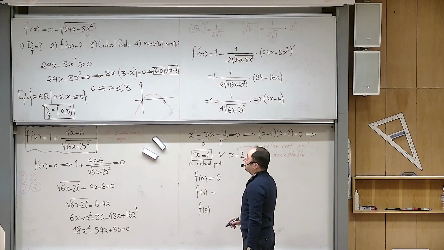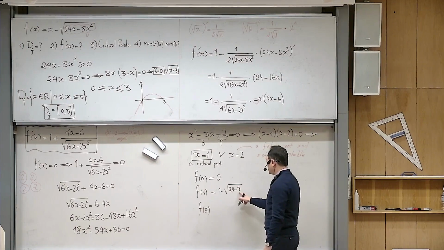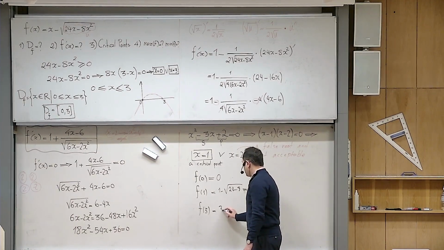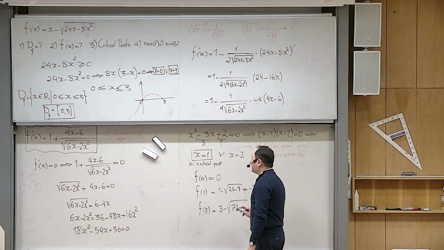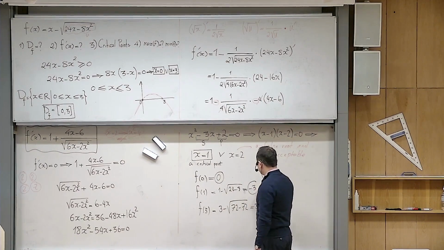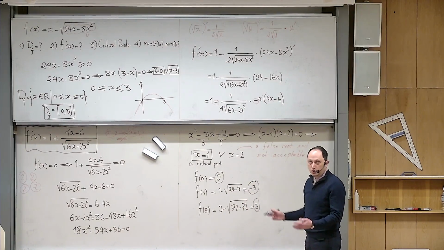If I put 1 there, this becomes 1 minus the square root of 24 minus 8. This is 16, 4, so this becomes negative 3. And then if I put 3 here, this becomes 3 minus the square root of 3 times 24, 72. 8 times 9, that's also 72, so this becomes 3. So these are the values at the endpoints and at the critical points, and these are the only candidates.